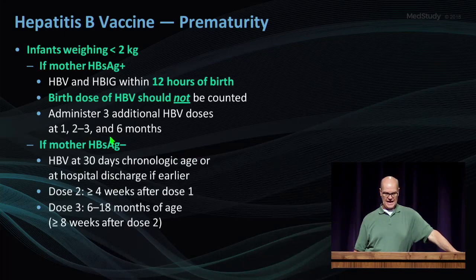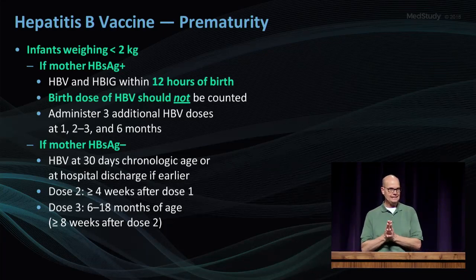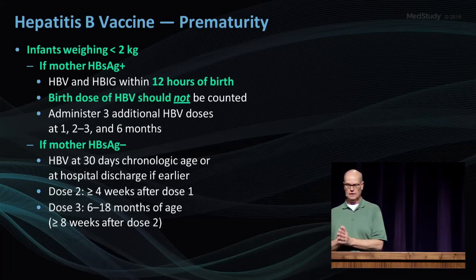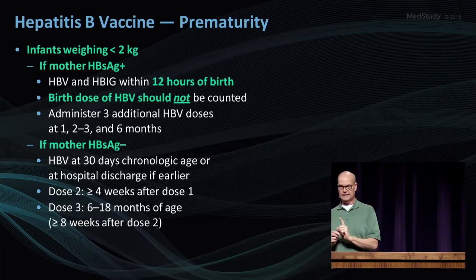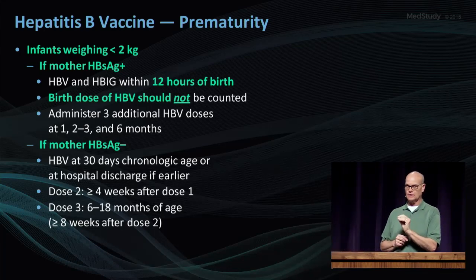If mom is negative and the baby is less than 2 kgs, you should delay the birth dose to 30 days of age or at hospital discharge, whatever is earlier. But you can count that birth dose as long as mom is surface antigen negative. So 2 important caveats for hepatitis B vaccine. Number 1, is mom surface antigen positive or negative? And number 2, what is the birth weight of the child that they're describing in your vignette?